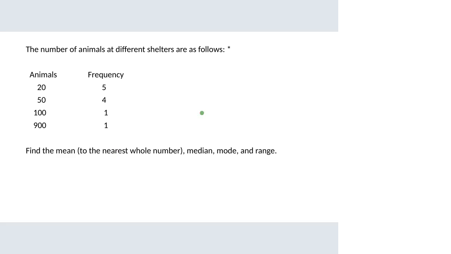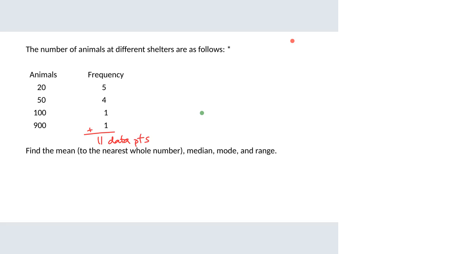So we're going to need to find the mean, the median, the mode, and the range. If we're going to do that, it's going to be really important for us to know how many data points we really do have, and that's 5 and 4 is 9, 10, 11 data points. With that in mind, we can go ahead and find the mean.